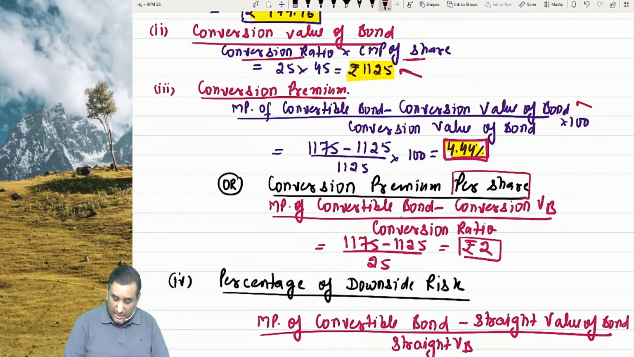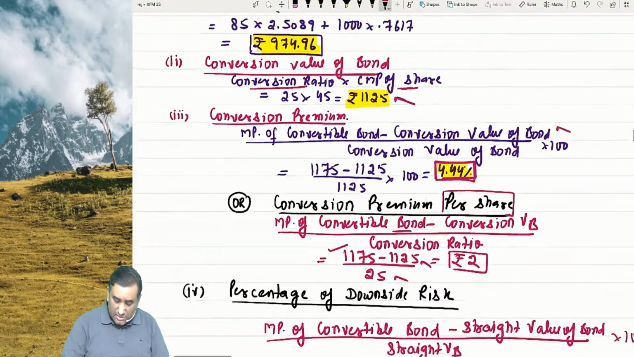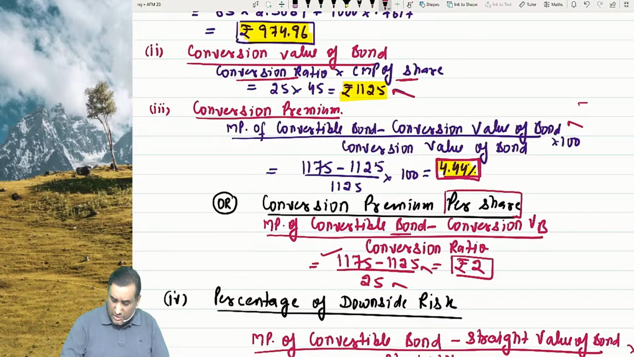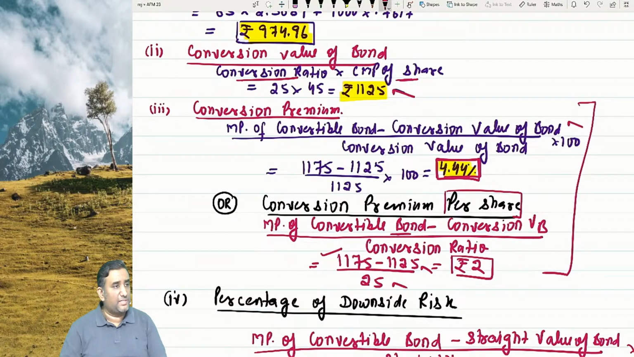Conversion premium per share is market price of convertible bond 1175 minus conversion value of bond 1125, divided by the conversion ratio. This can be calculated in different ways. This price is important from the investor's point of view, because if he buys a bond today and gets it converted into shares, then where does the parity come, or what is the premium? The premium comes either as a percentage, 4.44, or 2 per share.